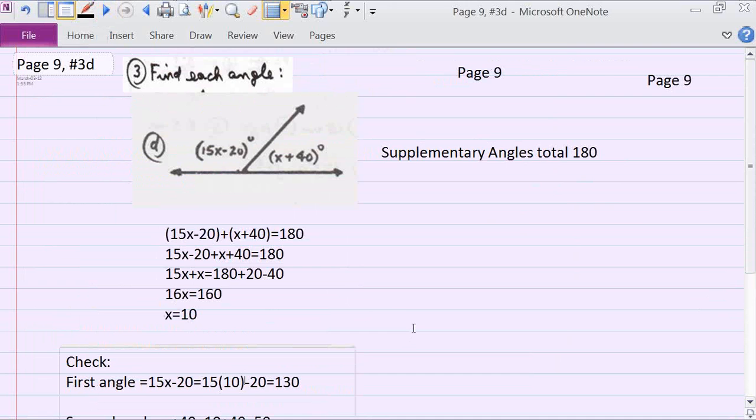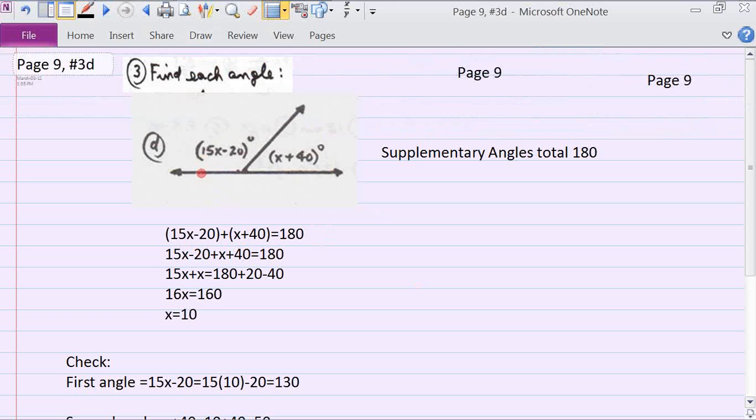So let's take a look at problem 3D. In problem 3D, we're asked to find the value of each angle. And in order to find the value of each angle, we have to find x. So if we have to find x, what do we know? This is a straight line. This is a straight line. So the sum of the angles is 180 degrees.